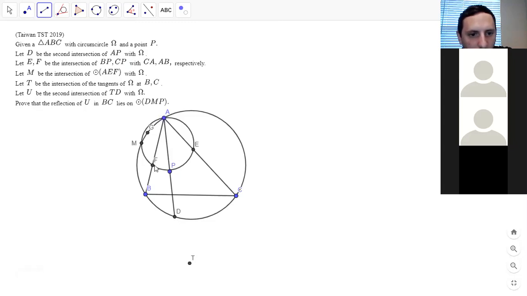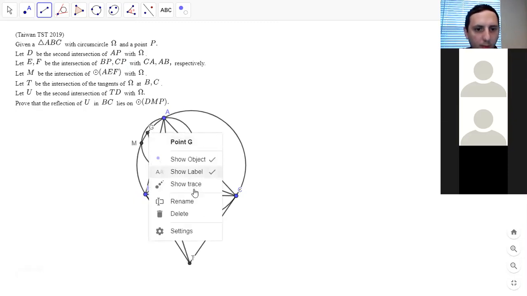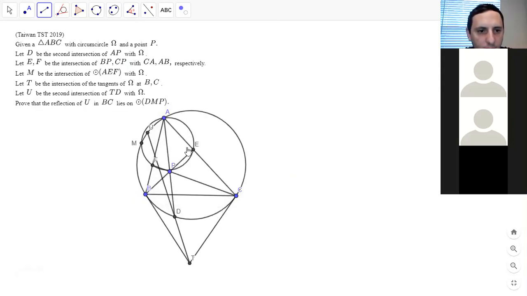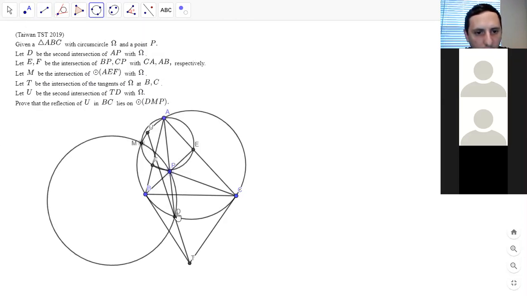Okay, so draw that, that. So TD intersects the circle at U. So it looks like we have some harmonic quadrilaterals. UBDC is harmonic. I want to show the reflection of U over BC lies on the circumcircle DMP. Interesting.